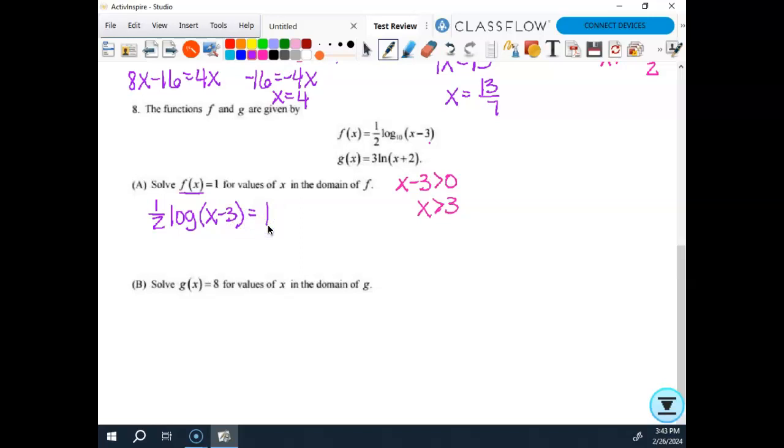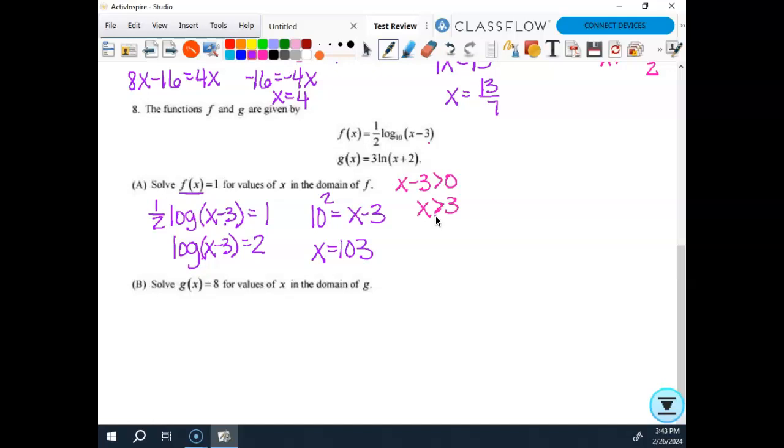All right, so now I'm going to solve this. Before, I could make that 1/2 a power on my x minus 3, but I can also just multiply both sides by 2, so I get the log of x minus 3 equals 2. Now I can rewrite it. The base is 10, so 10 squared equals x minus 3. 10 squared is 100. I add 3. x equals 103, which is greater than 3, so I'm good.